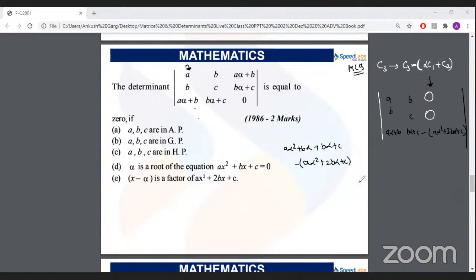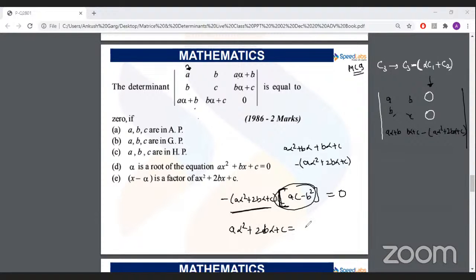Expand it along the third column. So that will be C33, so with the positive sign. So that will be minus (A alpha square plus 2B alpha plus C) into (AC minus B square). Okay, so this is equal to 0. So either this can be equal to 0 or this can be equal to 0. So A alpha square plus 2B alpha plus C equals 0, or AC minus B square equal to 0, or you can say B square equal to AC.